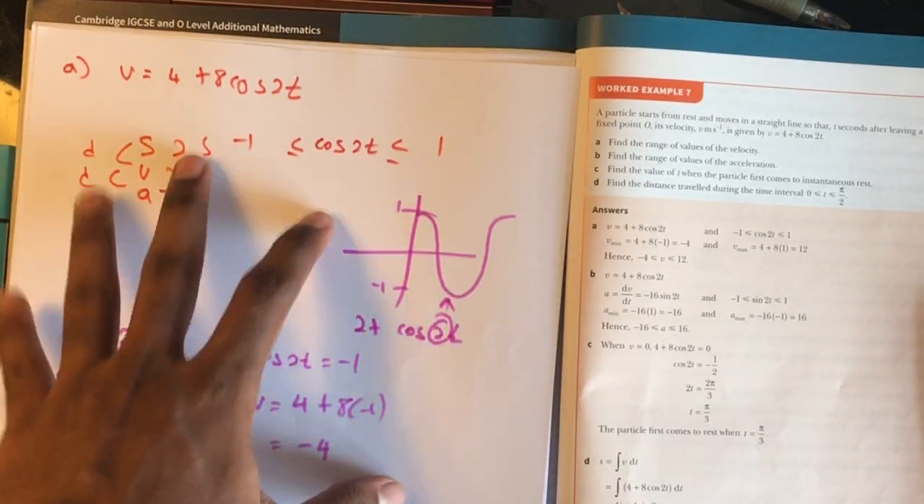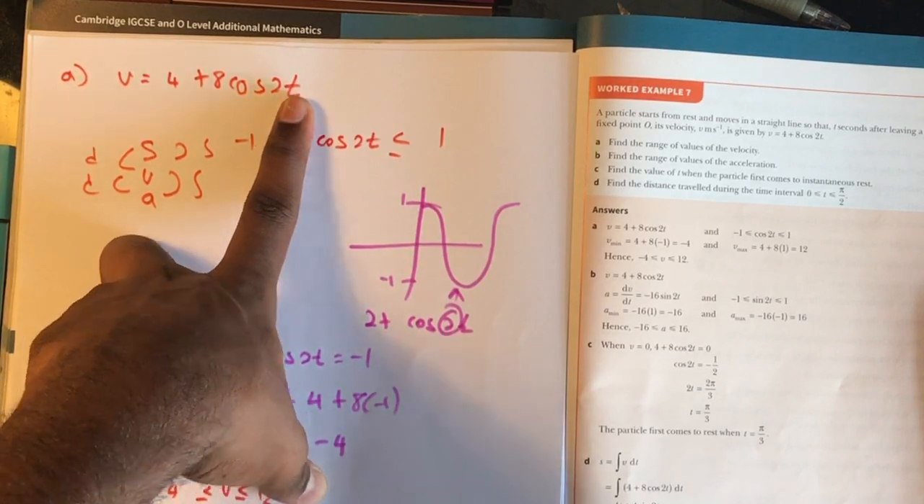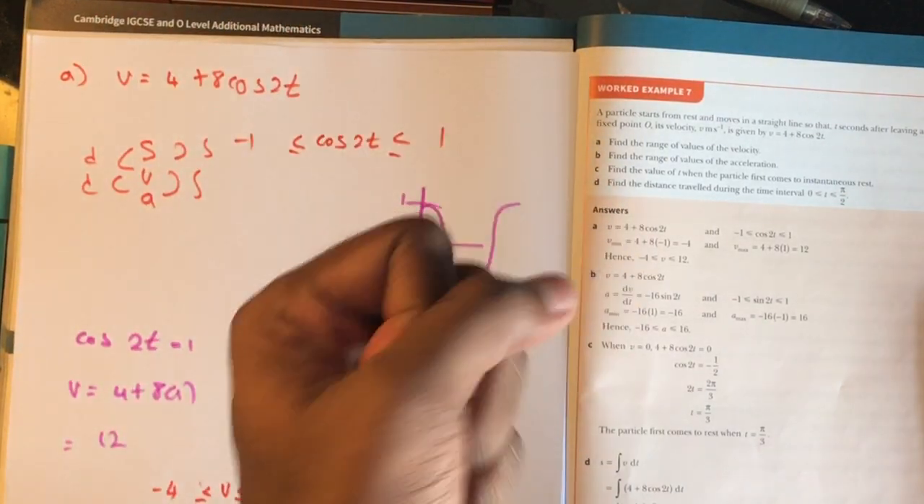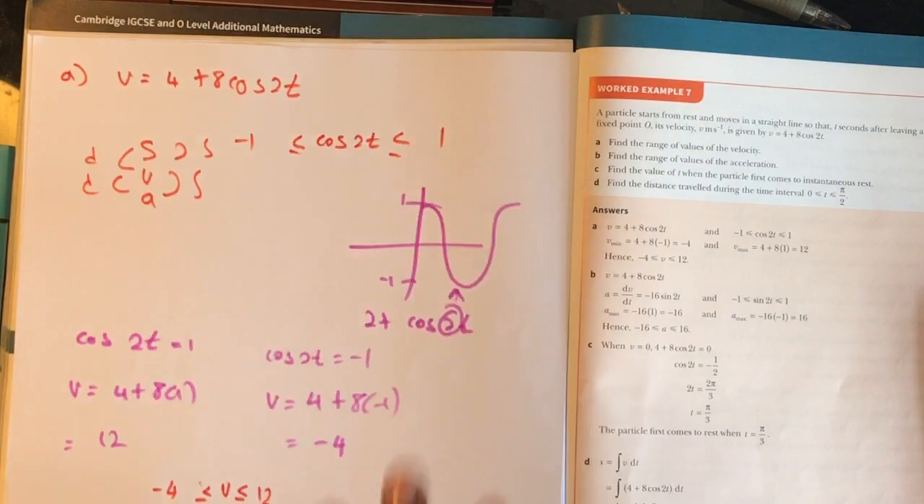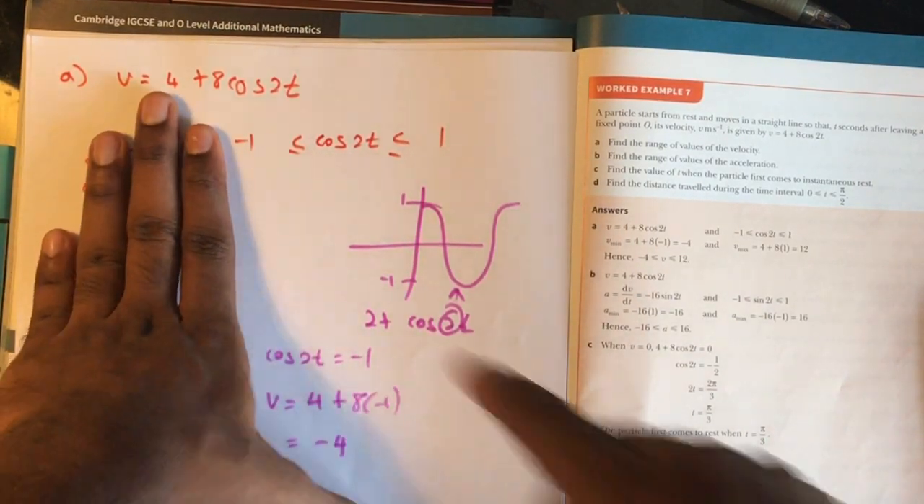So for question A, they give you the equation already, then ask you to find the range of values for the velocity. To do that, first you need to do one declaration, which is this part here. I'm going to close this. We have to do this declaration.